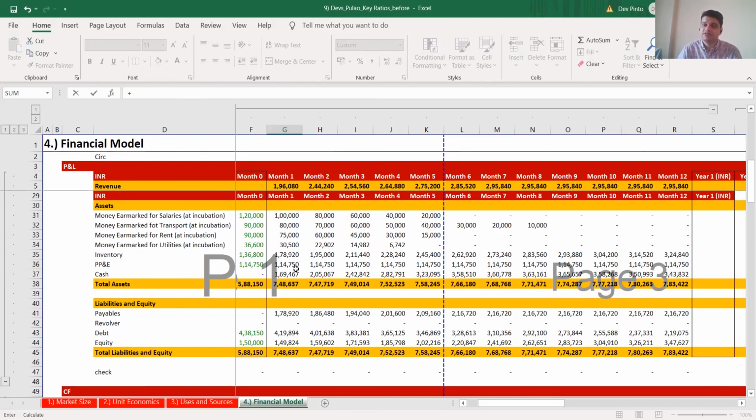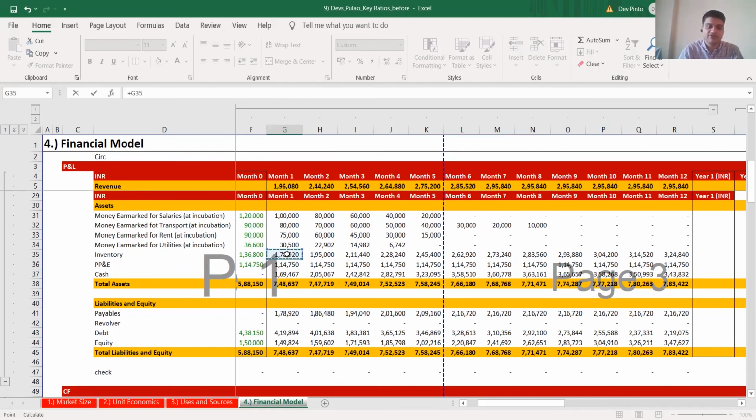Sometimes he might pay me a certain amount in cash upfront. The rest of it he's going to pay me at a later date. The amount that he has yet to pay me will be capitalized on the balance sheet as receivables. In the case of Dev's Pulao, because we're selling units of Pulao to customers at a cafeteria, we're going to assume all of the money is received upfront and hence there's no receivables. So in this case, we only have inventory and we have payables.